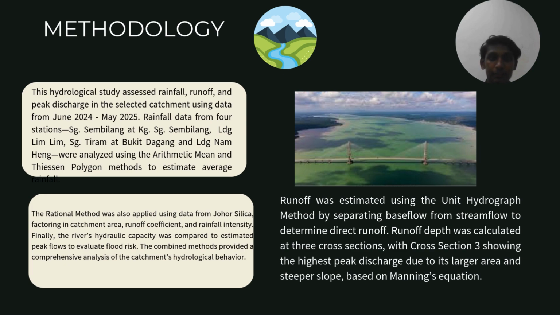Then the runoff was estimated using the unit hydrograph method by separating base flow from stream flow to determine direct runoff. Runoff depth was calculated at three cross sections with cross section 3 showing the highest peak. The result we got was more than 100,000 meter cube per second, which is the highest peak discharge due to its larger area and steeper slope based on Manning's equation.